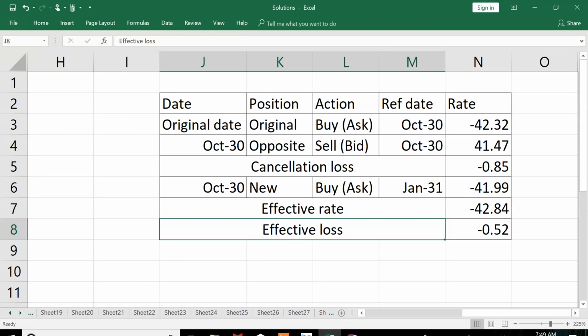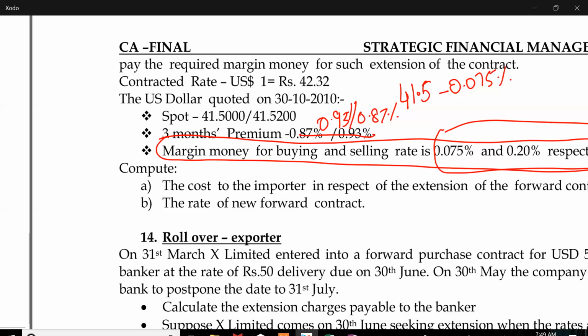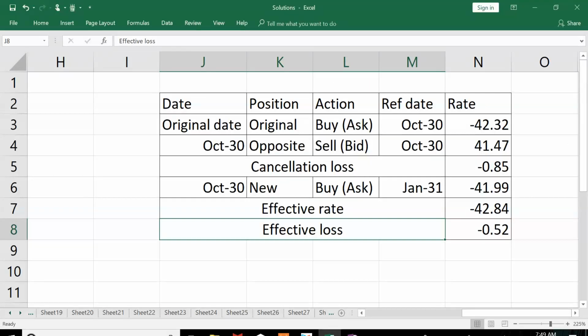Any doubts on this? Next, part 2 was rate of new forward contract equal to 41.99. Rate of new forward contract equal to 41.99.